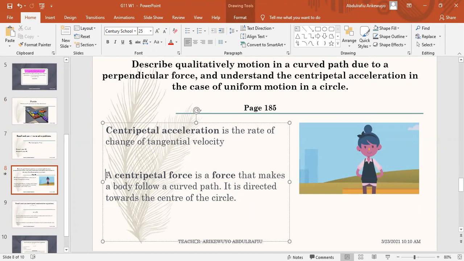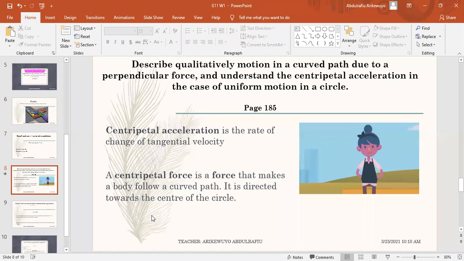Please read. A centripetal force is a force that makes a body follow a curved path. It is directed towards the center of the circle. Very good. So the force that makes a body follow a curved path is called centripetal force. It is always directed towards the center of the circle. Is that okay?